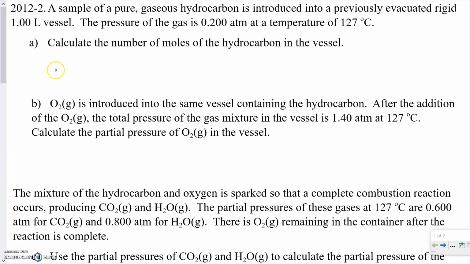Alright guys, I want to look at the 2012 number 2 problem that you had for homework together, just to kind of make sure we're on the same page and to answer any questions you maybe have.